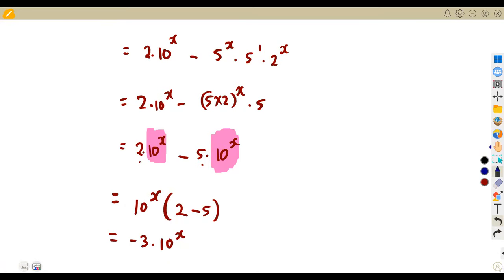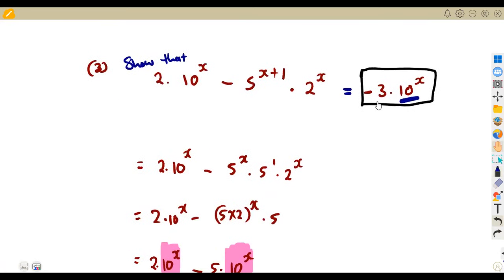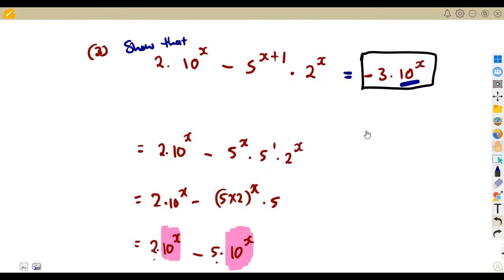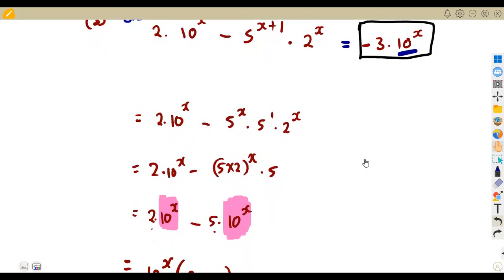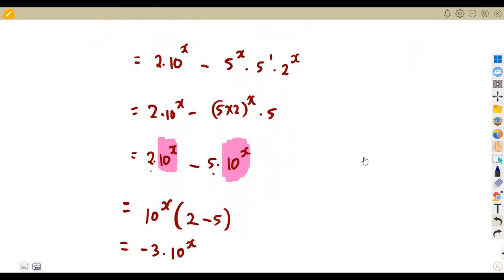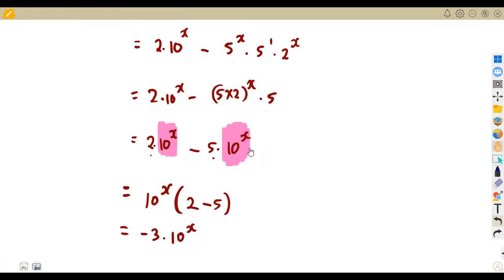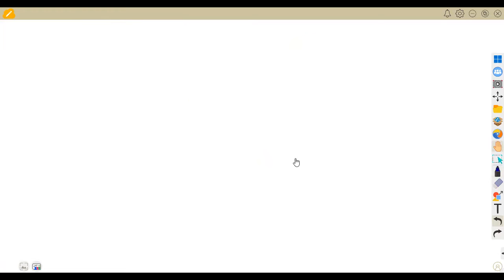This part that we have is exactly what we have, minus 3 times 10 to the exponent of x. So these are the questions that you might be given in your syllabus. They just want you to test yourself on this simplification. It can also be under a division. As long as you are applying the laws, they want you to apply each and every law.